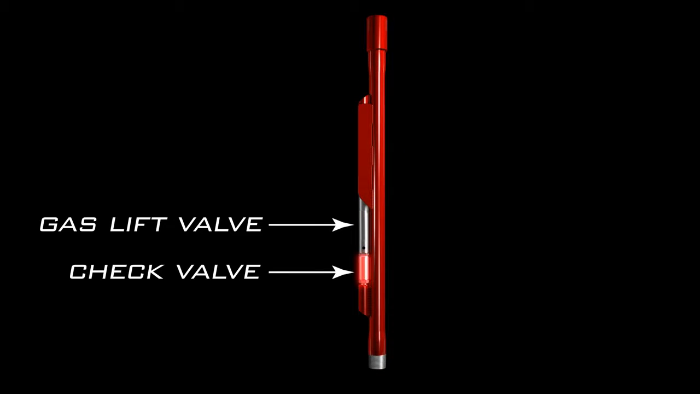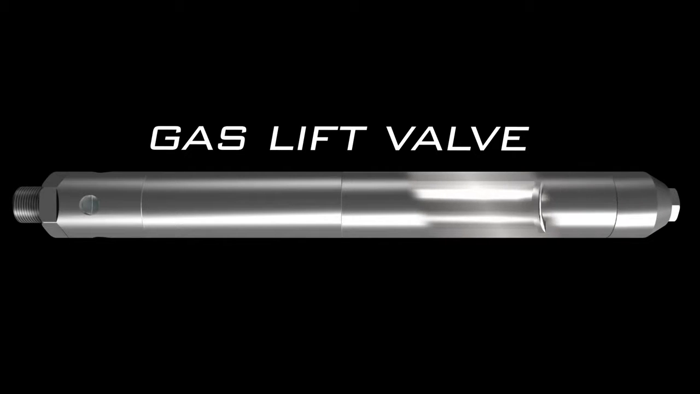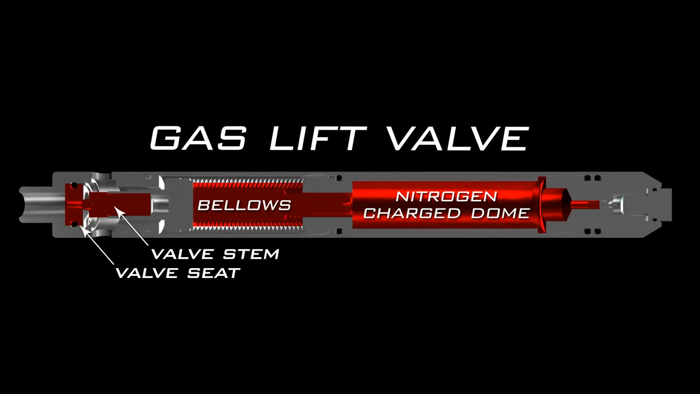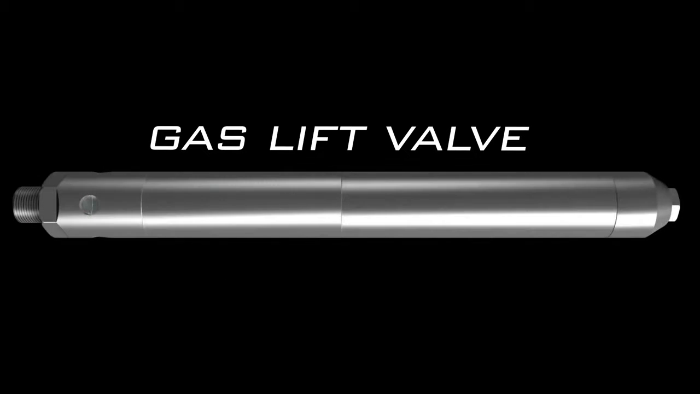The mandrel assembly is the equipment component of the OptiFlow gas lift system. Shown is a tubing retrievable assembly comprised of a gas lift valve, a check valve, and the mandrel itself. The gas lift valve injects the gas into the production string. It is housed in the mandrel and is injection pressure operated, with a nitrogen-charged dome and bellows configuration.